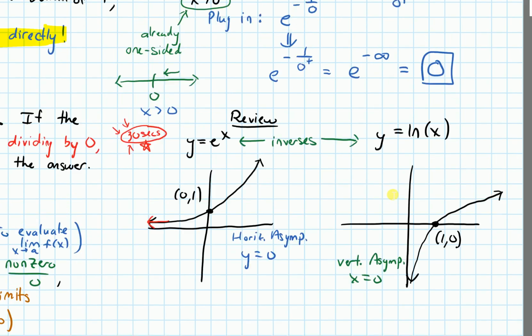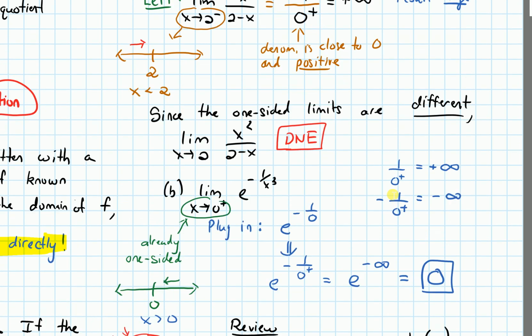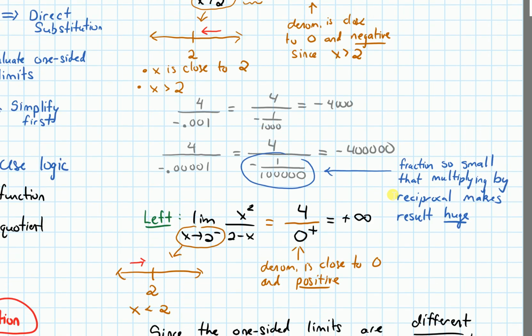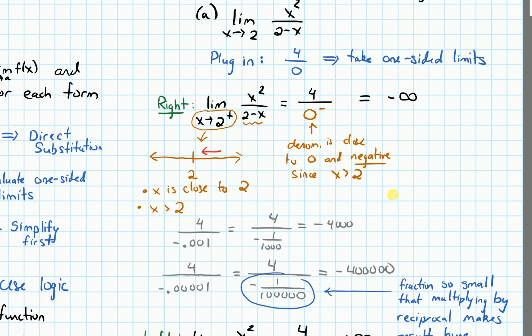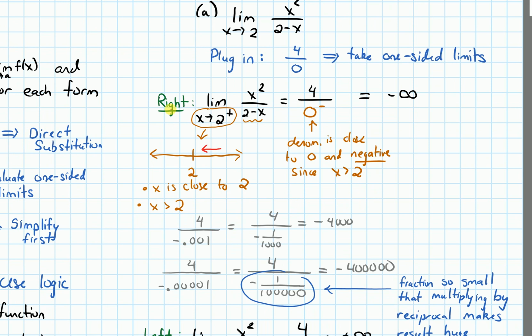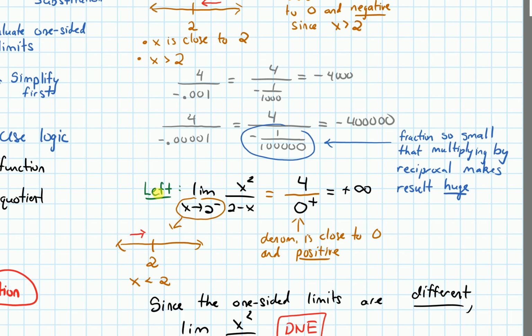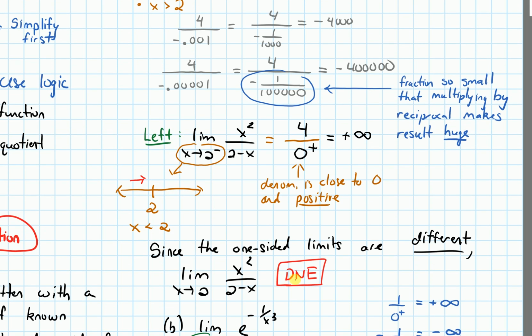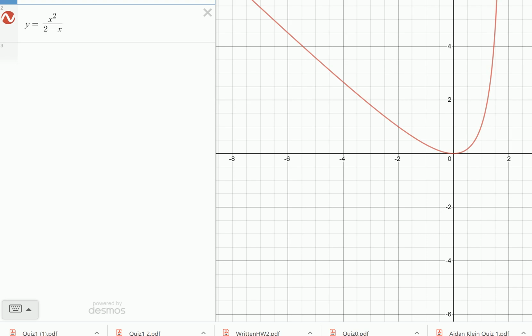So let's remind ourselves, in the last video, in example A, we were evaluating the limit as x approaches 2 of this function, x squared over 2 minus x. And we did it algebraically. We showed that from the right side, the limit was negative infinity, and from the left side, the limit was positive infinity. So overall, that meant that the limit does not exist. So let's just check that this matches up with what the graph says.